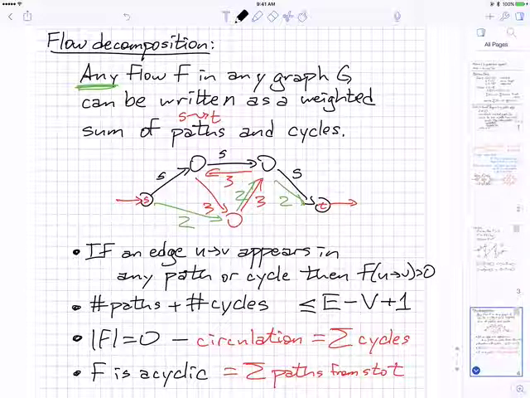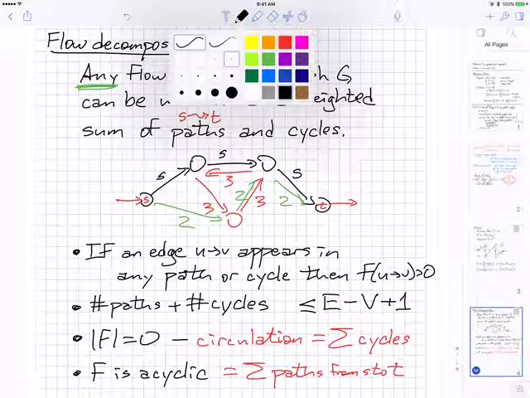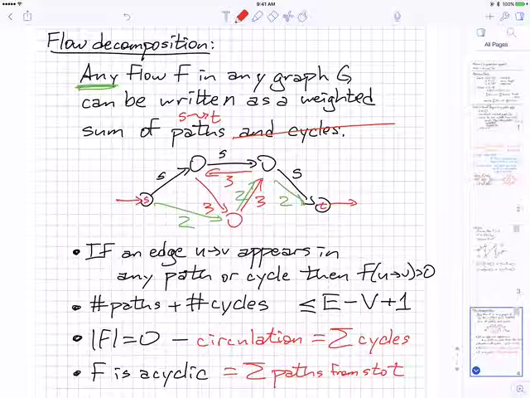Okay, so flows can be decomposed into paths and cycles. If the flow happens to be acyclic, you can decompose it into paths. If the flow happens to have value 0, you can decompose it into cycles. Now the interesting thing is that if you take this sum of paths and cycles and strike out all the cycles and only sum up the paths, you'll get a flow with the same value, because subtracting off a cycle doesn't change the total net flow going out of S, or the total net flow going into T.